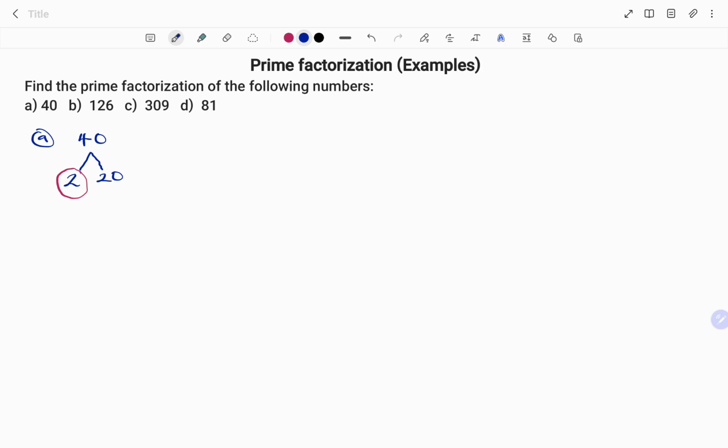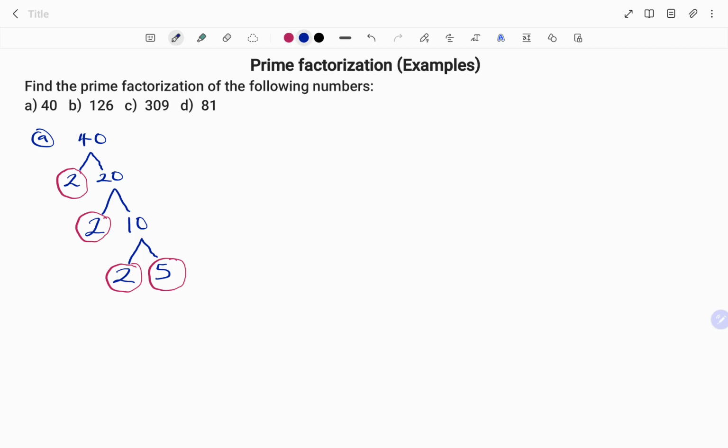I can further break down 20. 20 is an even number, so I can still divide by 2. I know that 2 goes in 20 10 times. 2 here also at the end of this branch is a prime. 10 is also an even number, so I can still divide by 2. 2 times 5 will give me 10. And if I check the end of my branch, 2 is a prime number and 5 is a prime number also.